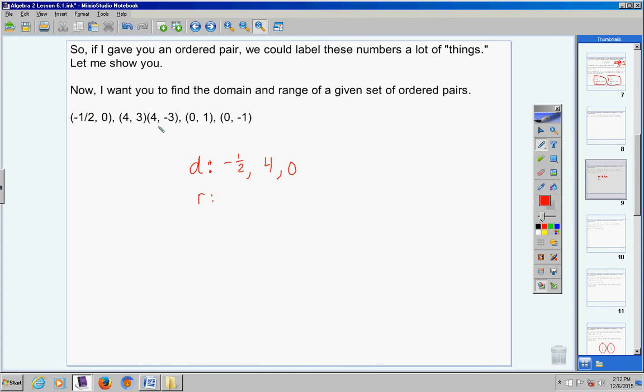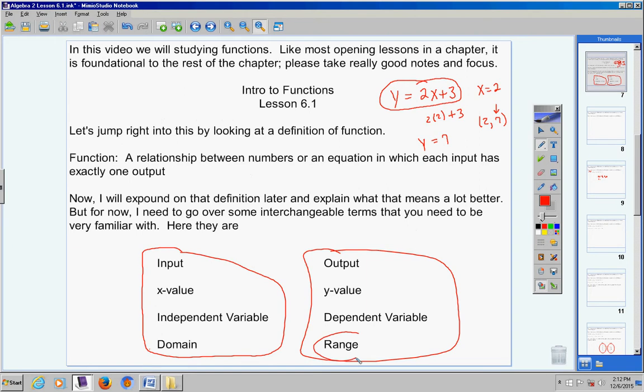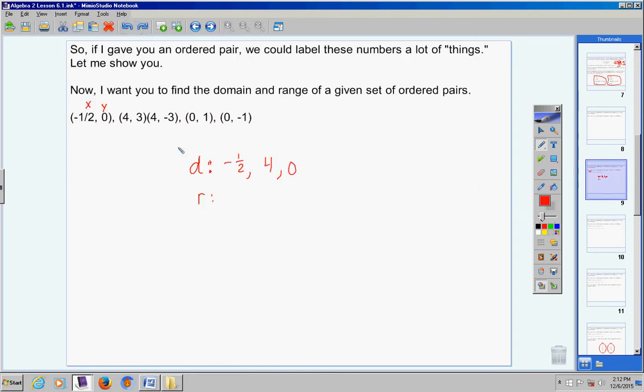Your y values: 0, 3, -3, 1, -1. Remember, in an ordered pair, this is your x value, this is your y. So my range is the same thing as my y value, okay? So my range would be 0, 3, -3, 1, -1. There we go. So you took a list of ordered pairs and you listed out the domain and the range.